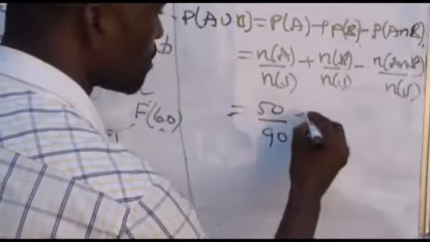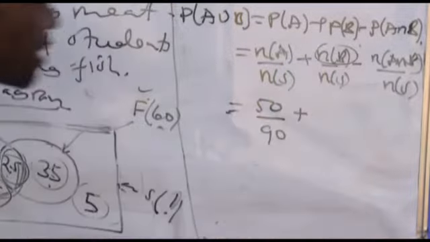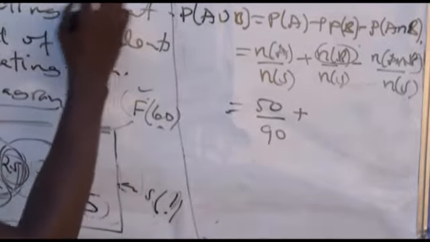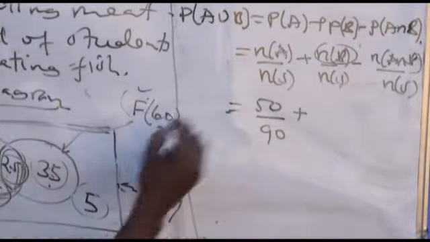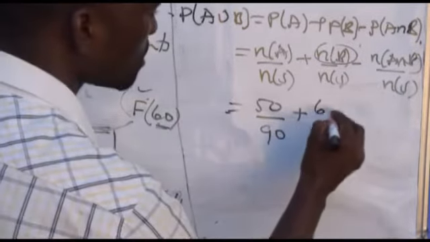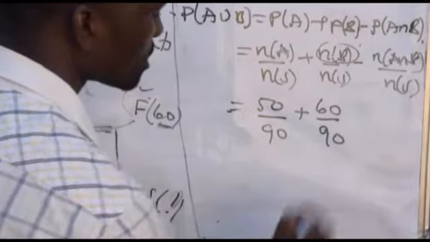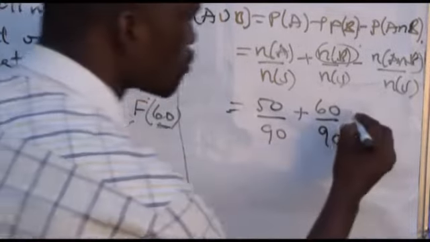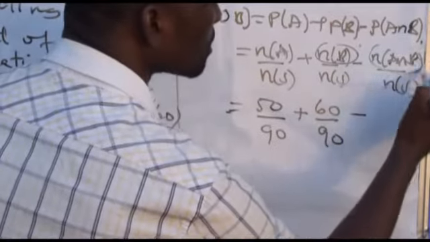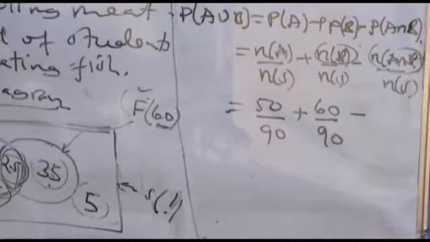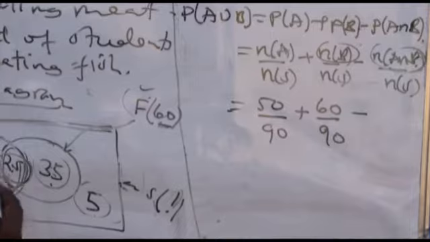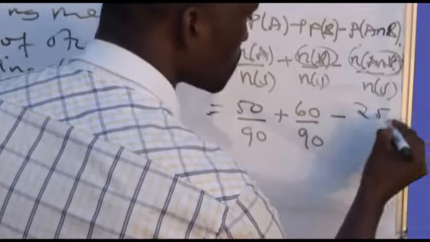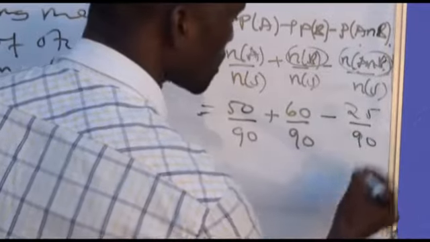And again, plus the number of elements inside B. B is for F, so the number of members inside B is 60. So it will be 60 divided by 90. Then subtract the number of members inside A intersection B. A intersection B is this set, which is 25. So it will be 25 per 90 again.